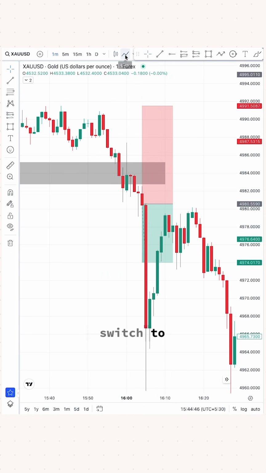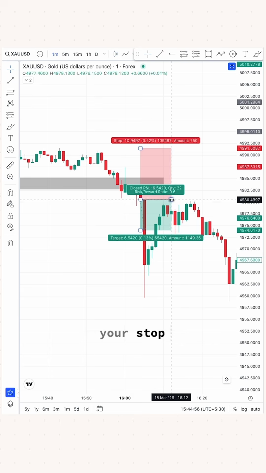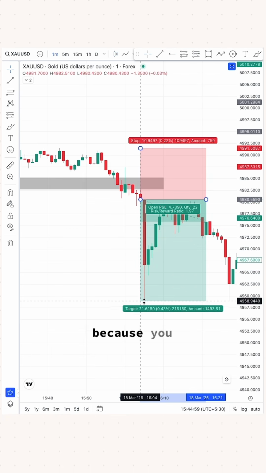Now again you can switch to line chart, but I know you are smart. You can see this is the last move from where price gets rejected. Now set 1 to 2 target and wait for your stop loss or target. I set stop loss first because you know it's my system.